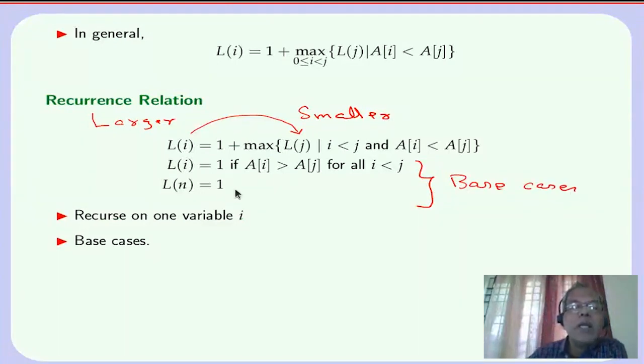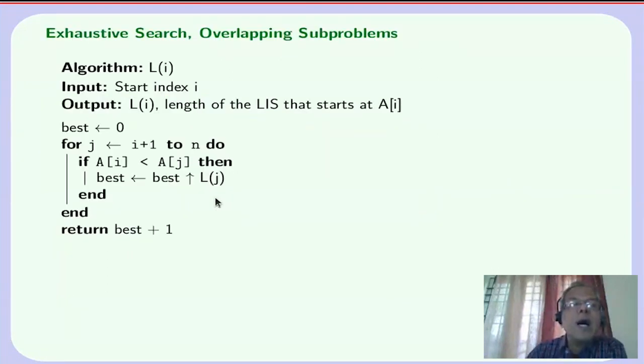L of n is equal to 1. L of I is also equal to 1 if all elements to the right of I are smaller than the ith element. Okay, so this is the second step. First step, identify the subproblems. Second step, write the recurrence relation. From the recurrence relation, we can find out whether the recursion is on one variable or two variables or more, and also the base cases. At this point, we can write an exhaustive search algorithm, but this is only optional. We don't need to do that unless we are asked.